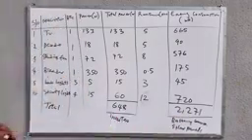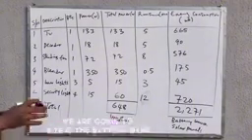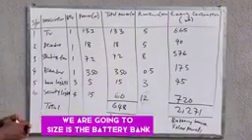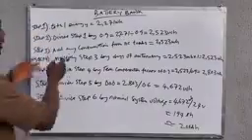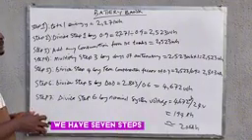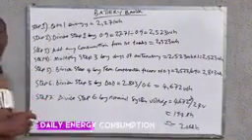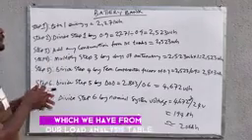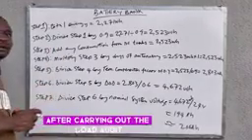So the first component we are going to size is the battery bank. So I'm going to show you how to size your battery bank. Now, this is how to size the battery bank. We have 7 steps. The first step is to determine your total daily energy consumption, which we have from our load analysis table after carrying out the load audit.